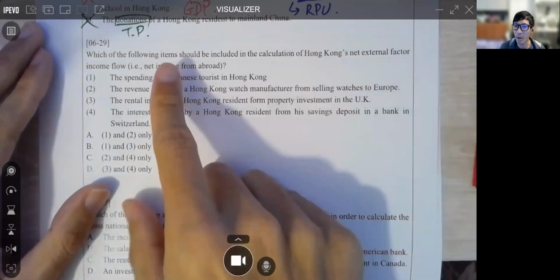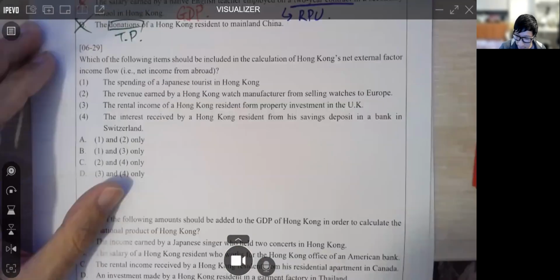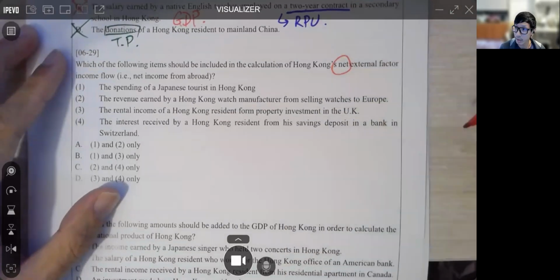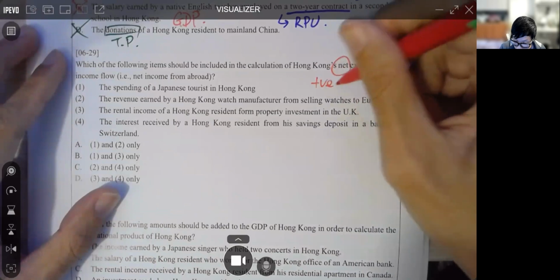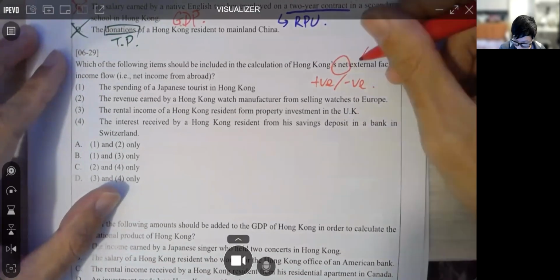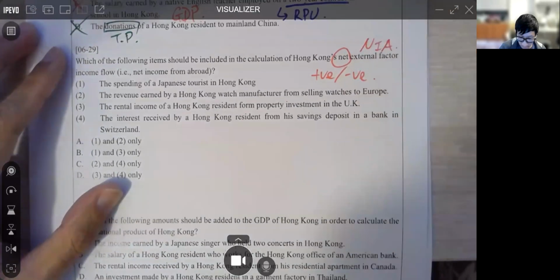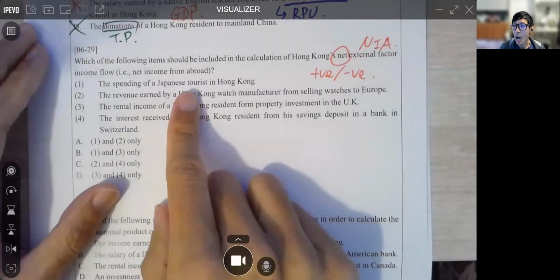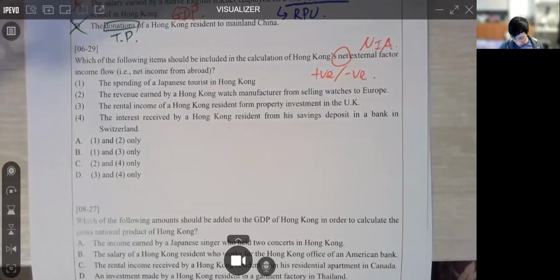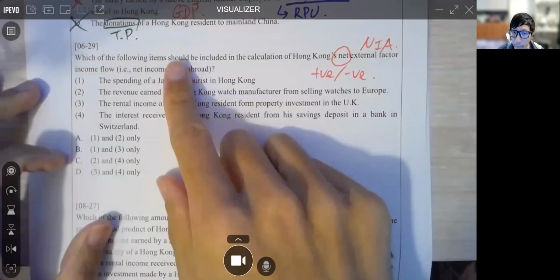Which of the following items should be included in the calculation of Hong Kong's net external factor income, that is NIA? This one, remember when you see net, it means both positive and negative figures are calculated. OK, the NIA, let's look at which ones. Spending of a Japanese tourist in Hong Kong, this one you need to be careful! Don't be tricked by it.